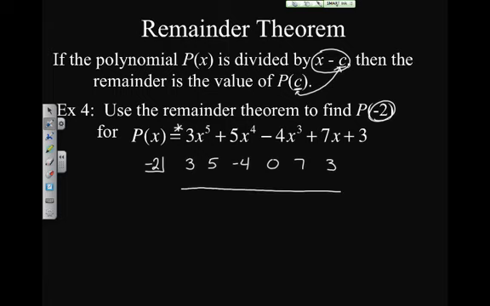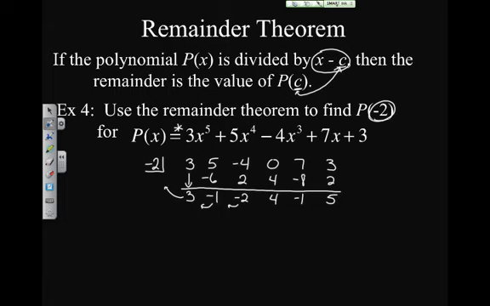We draw our line. The first term comes straight down. It's a 3. 3 times negative 2 is negative 6. We add these together and we get negative 1. Negative 1 times negative 2 is 2. We add those together and we get negative 2. Again, we're going to multiply each time by the thing in the little box. Negative 2 times negative 2 is 4. 0 plus 4 is 4. 4 times negative 2 is negative 8, which gives us negative 1. And negative 1 times negative 2 is 2, which gives us 5.